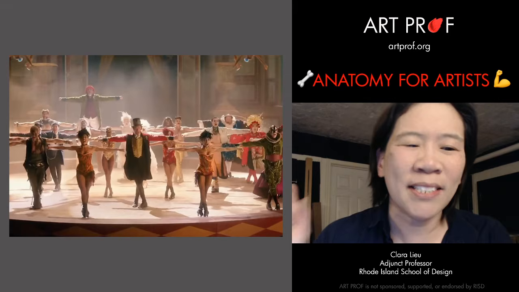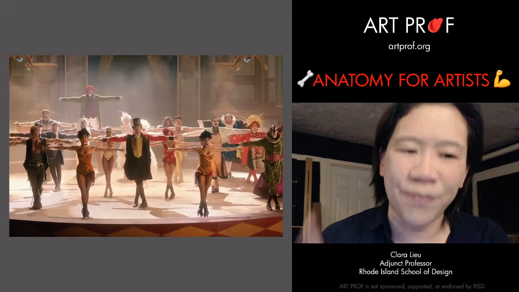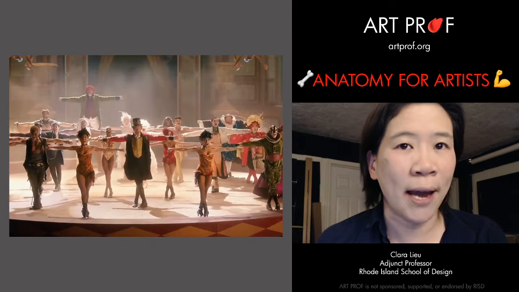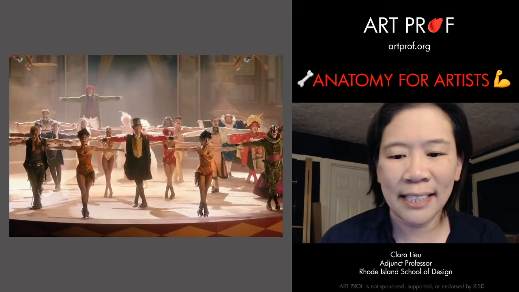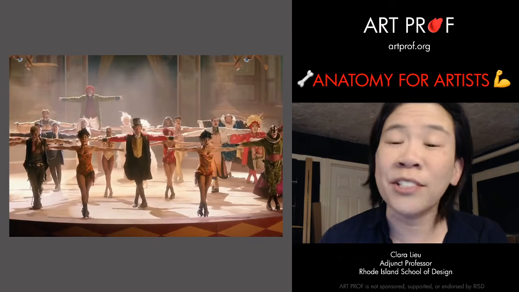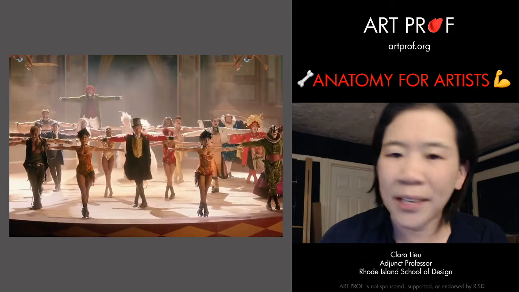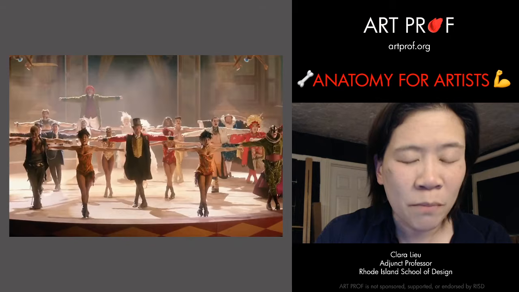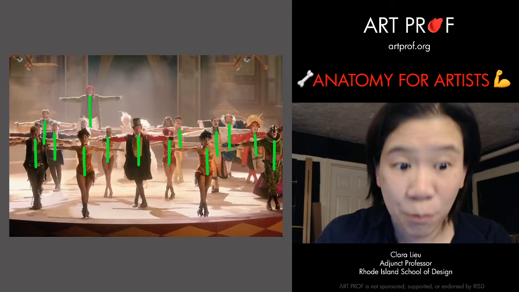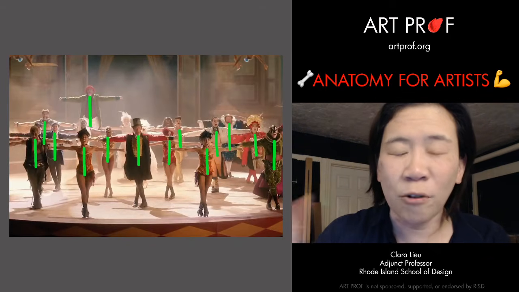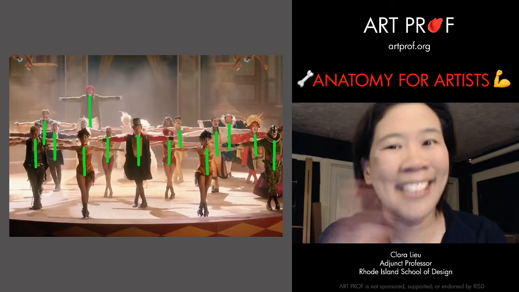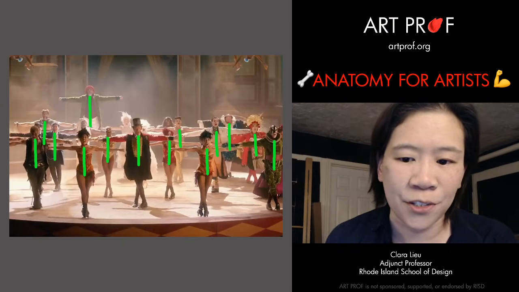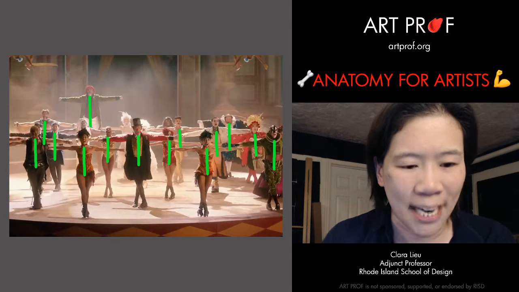Okay, does everybody see how all the figures in this scene are doing the exact same thing? They're perfectly in sync and they're all standing upright. Nothing is different about any of their poses. Now, if I go in with my lime-flavored gummy worms, does everybody see how all the center lines are exactly the same? They're all parallel to each other because all the figures are doing the exact same thing.